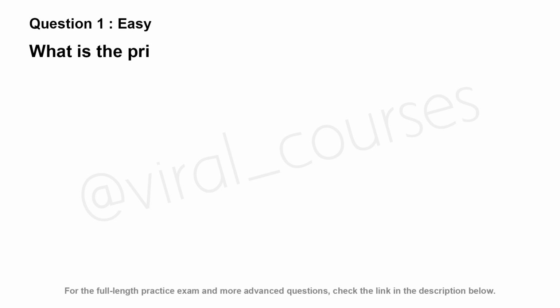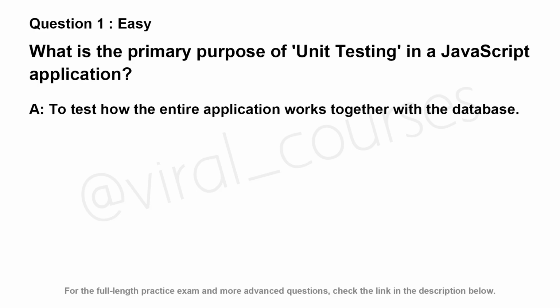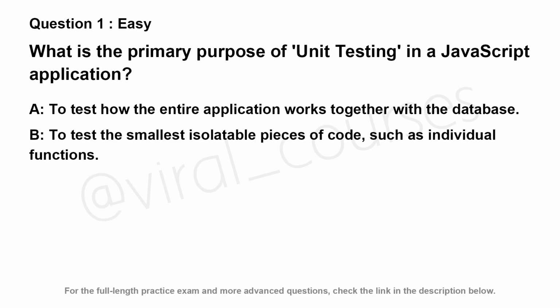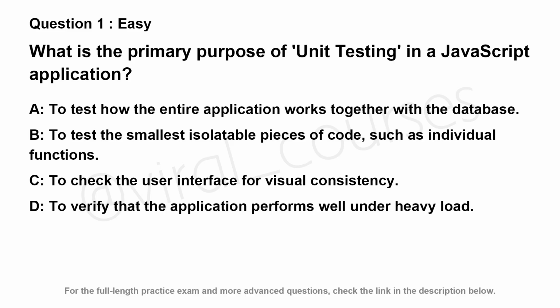What is the primary purpose of unit testing in a JavaScript application? Option A. To test how the entire application works together with the database. Option B. To test the smallest isolatable pieces of code, such as individual functions. Option C. To check the user interface for visual consistency. Option D. To verify that the application performs well under heavy load.